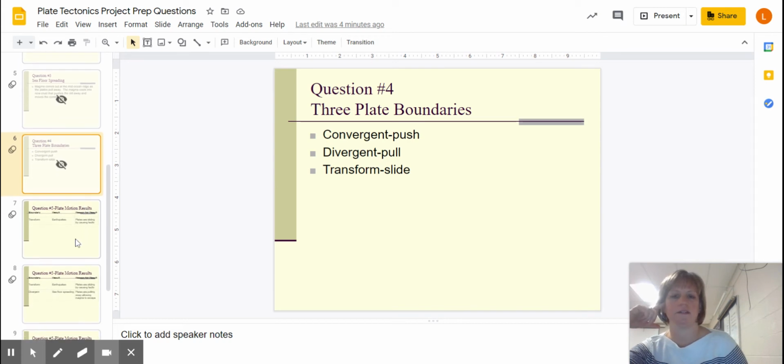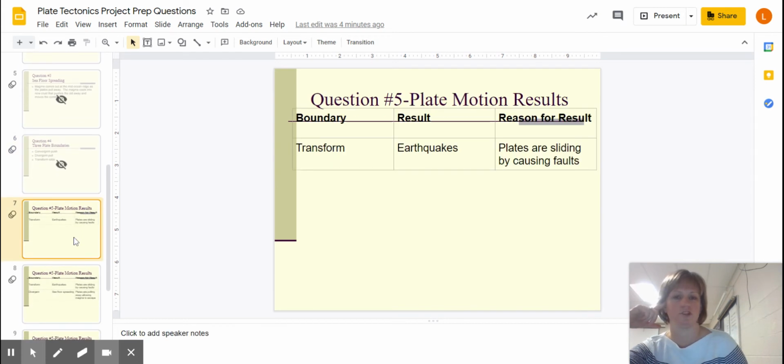Now, standard 15 here is the results of plate motion. So at a transform boundary, we get earthquakes. That's like California. Why is that? Because the plates are sliding by, causing cracks in the crust called fault lines. So I need to see that that's incorporated into your project. So let's say you're doing a newspaper article or a newspaper. You would have news events that would incorporate this.